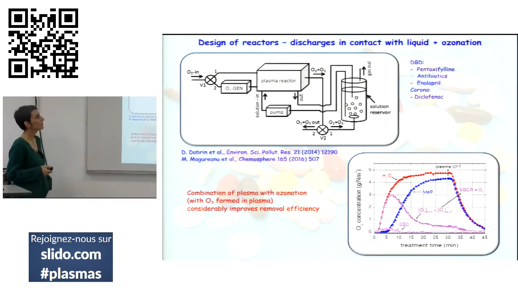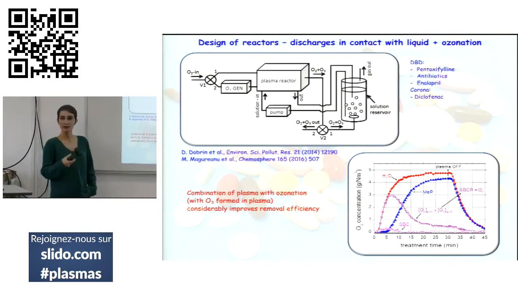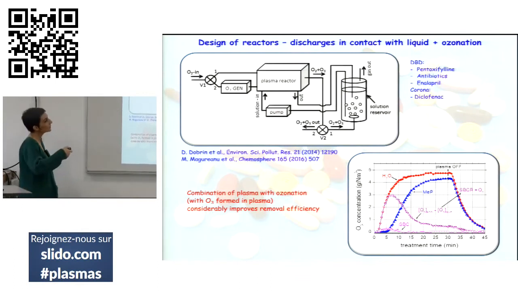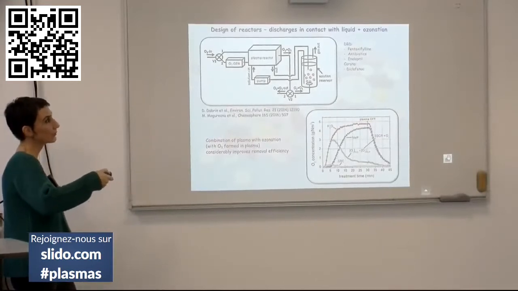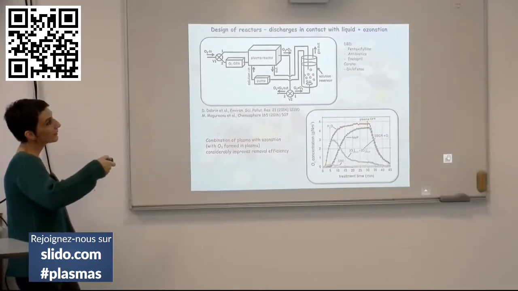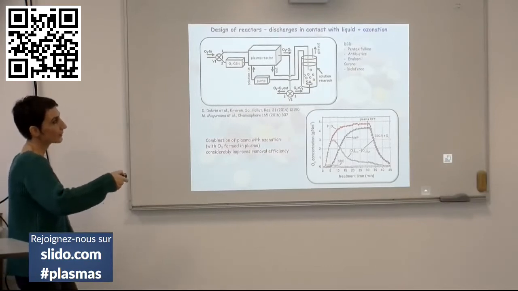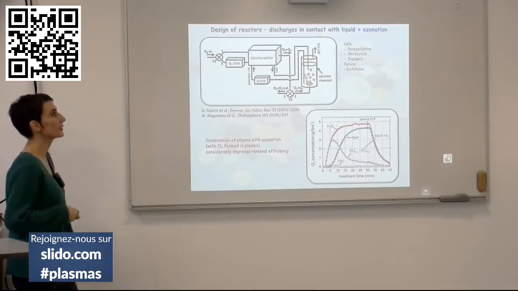We have been using for a while a configuration where we combine plasma and ozonation. In fact, it's not really ozonation, it's more like gas recycling, because we are using the gas generated in the plasma, which contains quite a lot of ozone, and we bubble it through the solution that is contained in a solution reservoir. So we have continuous circulation of the solution between the plasma reactor and the reservoir, and again the bubbling of the gas containing ozone through this solution reservoir.